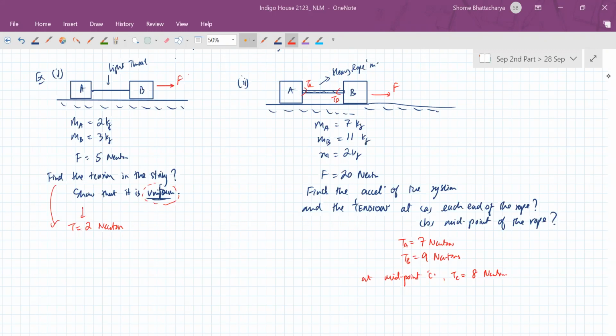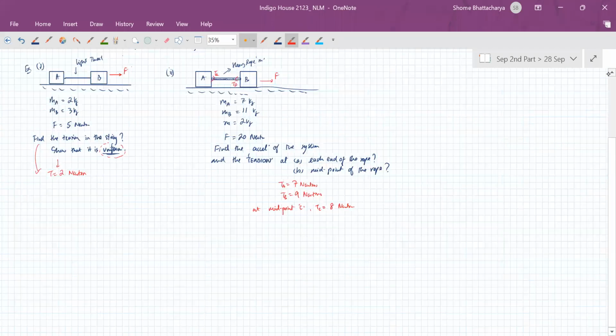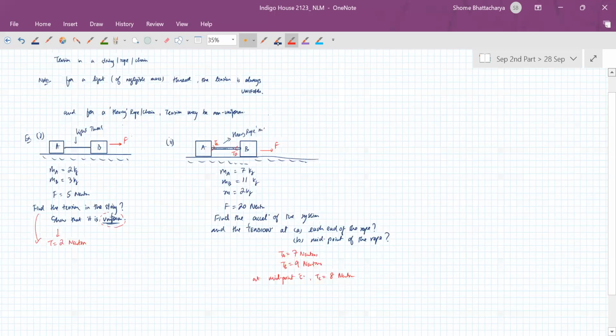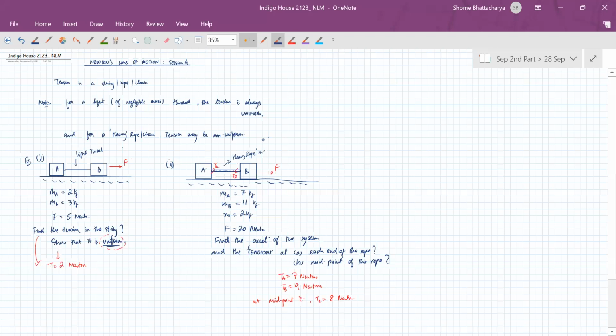So basically we are just looking into a particular problem stated over here to clarify this point: the tension in a string if the string is massless versus if the string is a heavy rope, and how to deal with the two situations. I haven't shown the solution step by step yet. You are supposed to make the free body diagram in each case of blocks A and B and of the rope or string, whatever is required, and from that, explain these points.